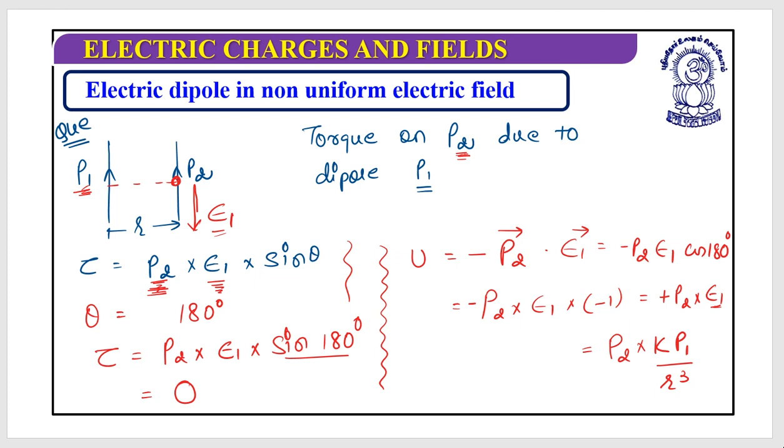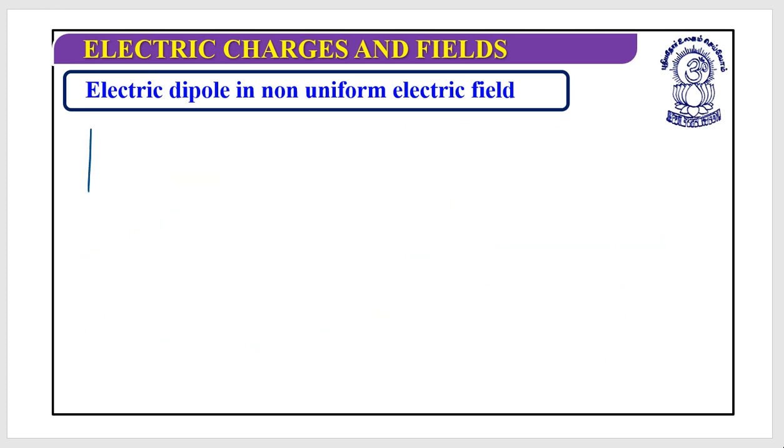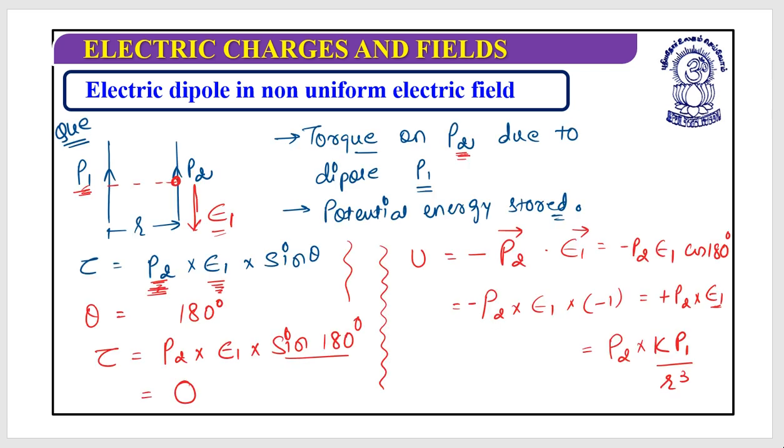So we have found these two things: torque on P2 due to dipole P1 as well as potential energy stored. Find it interesting? Would you like to go through the next step? Are you sure? So let's find out force as well. Situation was like this. This is P1, this is P2.